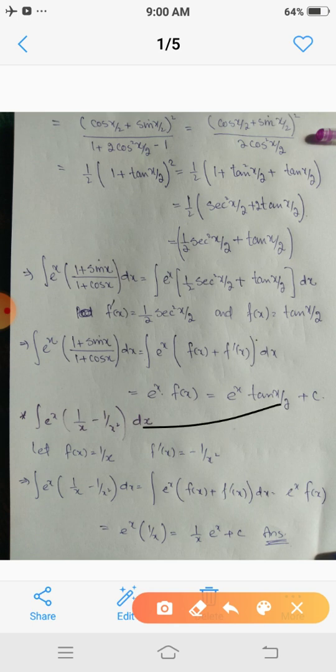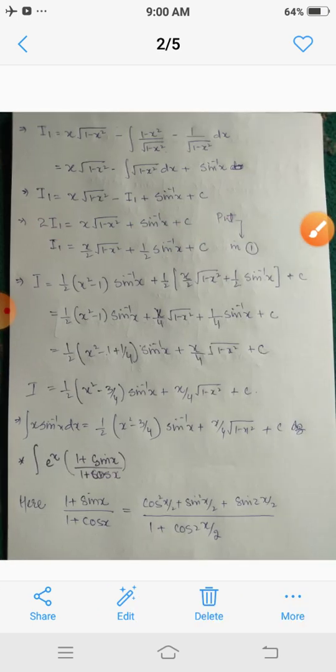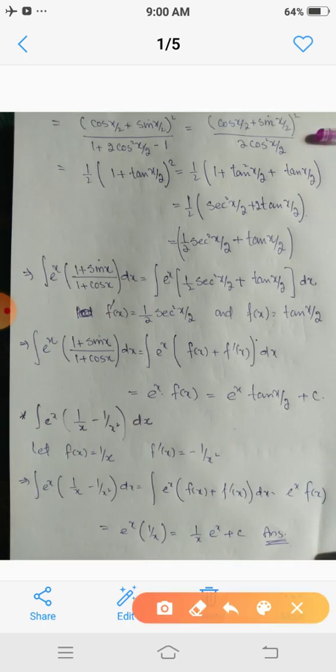The given integral becomes, we have here cos square x by 2 plus sin square x by 2 plus sin x becomes 2 sin x by 2 cos x by 2, which is a square plus b square plus 2ab, that is a plus b whole square. Hence it simply becomes cos x by 2 plus sin x by 2 whole square. Now 1 plus cos x becomes 2 cos square x by 2. Taking cos square x by 2 common and dividing, we simply get 1 plus tan x by 2, using a plus b whole square, we get 1 square, that is 1 plus tan square x by 2 plus 2 tan x by 2.